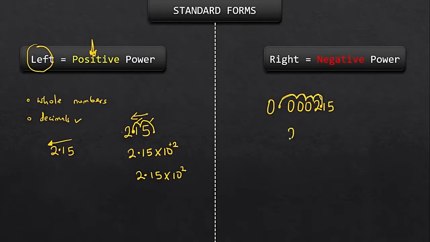So we say 2.15 times 10 raised to power. How many times did we move? 1 time, 2 times, 3 times, and 4 times.